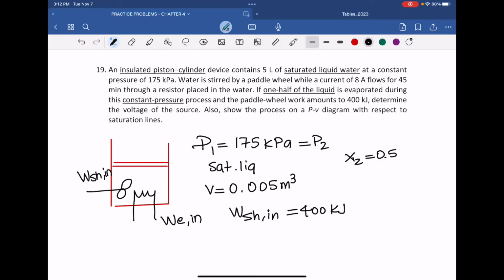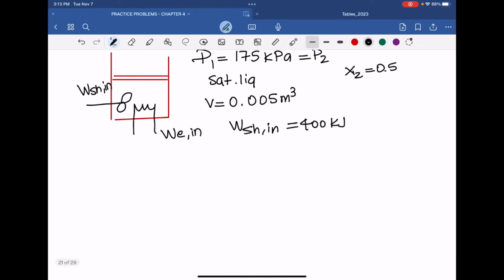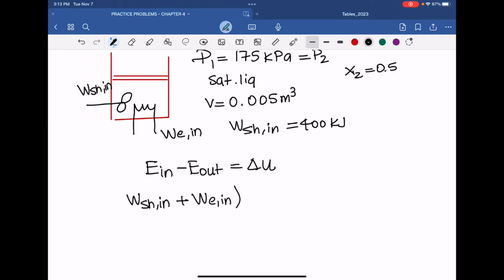Okay, so first of all, what they are asking for is the voltage, and I need to find electric work to find the voltage. So what I need to do is write the energy balance. Energy getting in minus energy getting out is the change in the energy of our system. So in this case, shaft work is getting in, electric work is getting in, but boundary work is getting out because it is expanding from a saturated liquid to a mixture. Oh, I'm sorry, we said boundary.